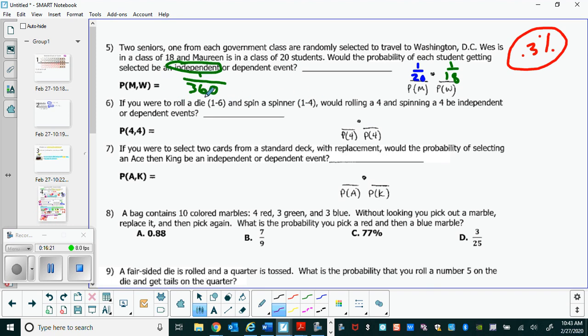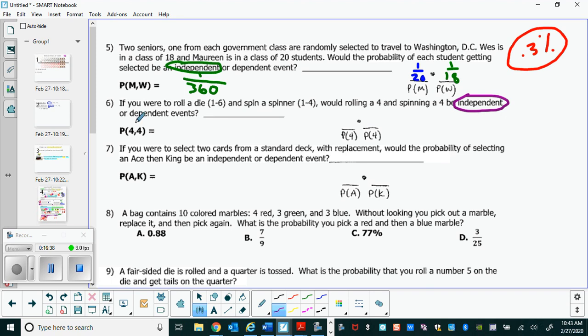So whatever we get when we roll the die is not going to impact whatever we get when we spin the spinner. So these are definitely independent of each other. They're independent, okay?